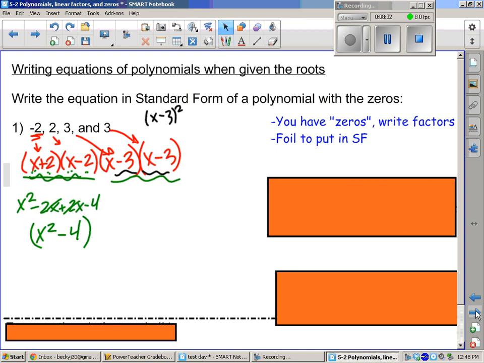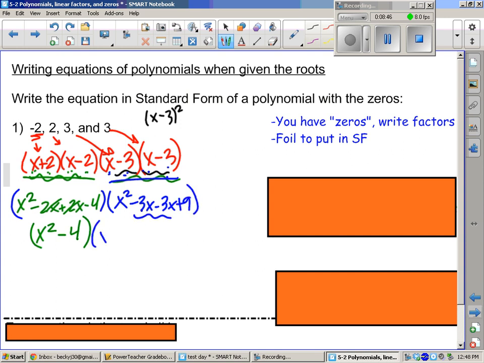Now I'm going to move on and do these two things. So I have x times x, x squared. X times -3, -3x. -3 times x, -3x. Last times last, +9. Those don't cancel. They're like terms. So we got x squared minus 6x plus 9, but we're not done.